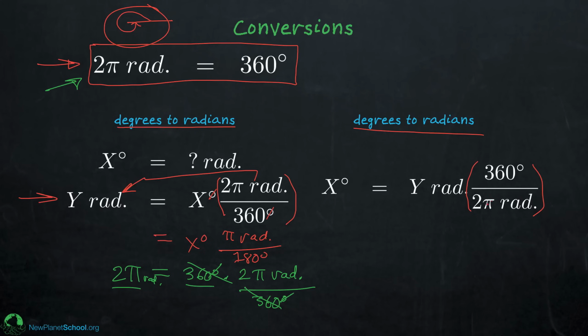Well, 360 degrees is equal to 2 pi radians. And it has to work this way because the radians have to cancel, and then I have to be left with units of degrees. So it works. And again, I can check it.